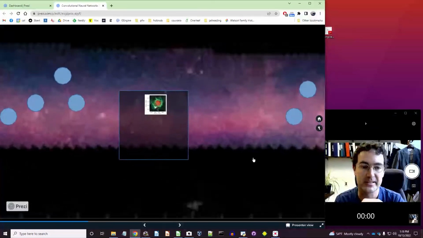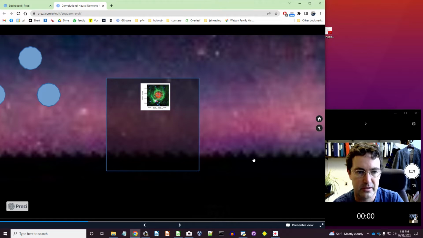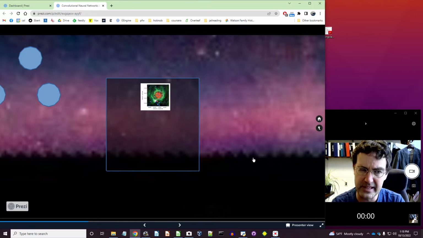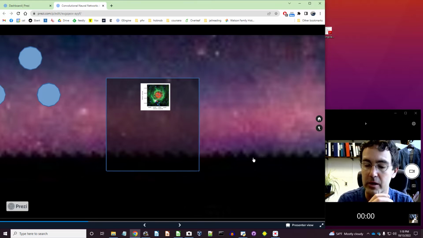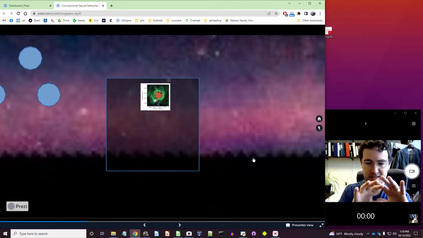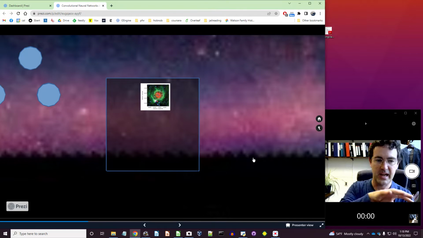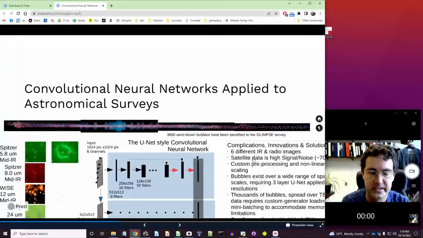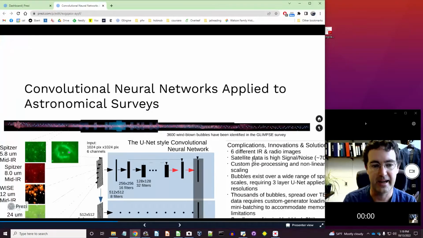The thing I want to concentrate on today, I'm showing here in a kind of postage stamp insert into the lower resolution image, is this green shell shape. We called these wind-blown bubbles because our interpretation was that a hot star has pushed its surrounding gas away from it, and that creates this shell appearance when we look in the infrared light. So these shells were seen throughout the Milky Way galaxy.